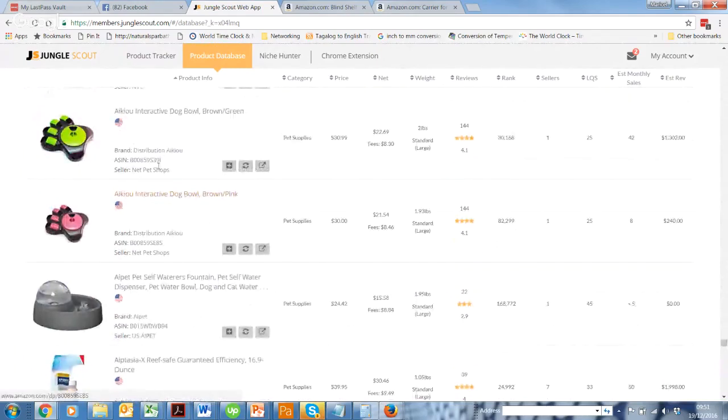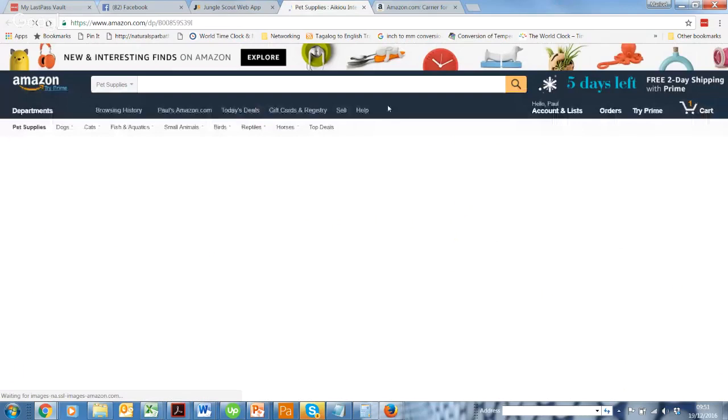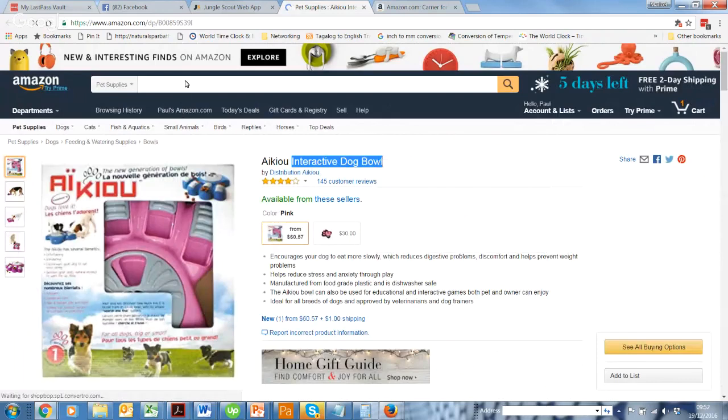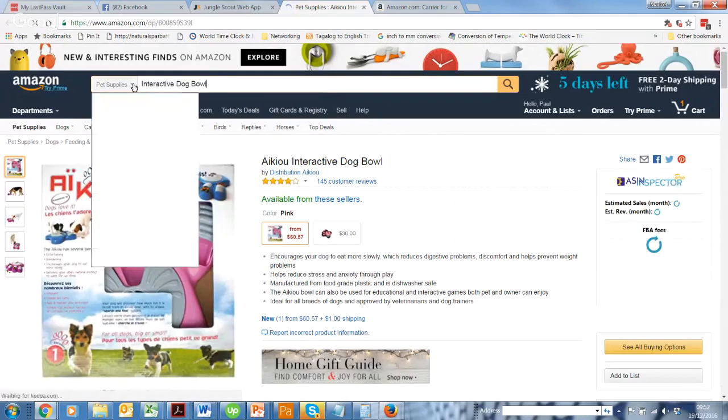Interactive bowl. I'm not sure. Let's have a quick look at that. I'm just going to put interactive dog bowl as the potential. Come on. See what that shows up as.